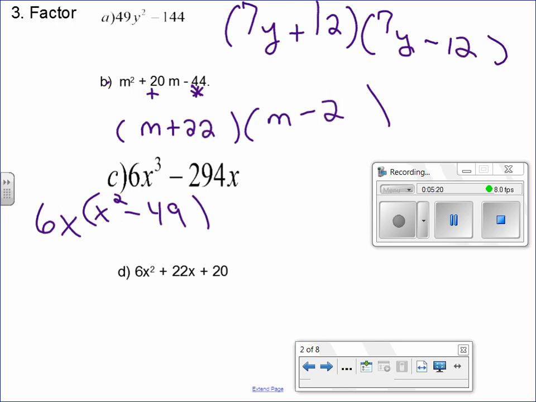And then hopefully you recognize these two as perfect squares. So you can do that perfect square factor technique. Don't lose your puppy, so keep that 6x out front. But if you square root x squared, you get x. And if you square root the 49, you get 7. Make one a plus and one a minus, and you have your answer. Any questions on that?